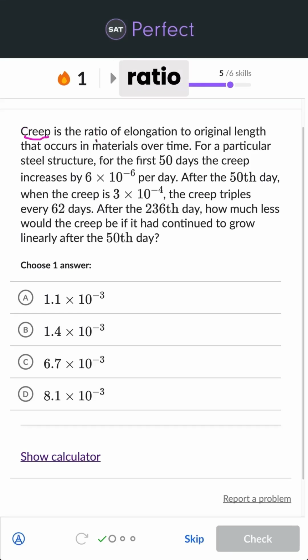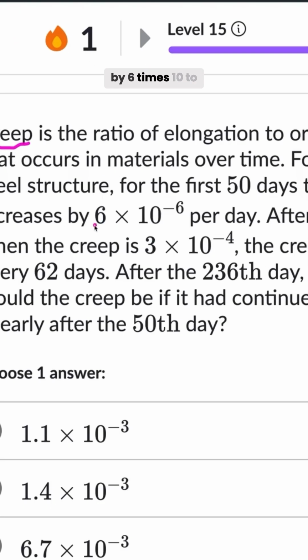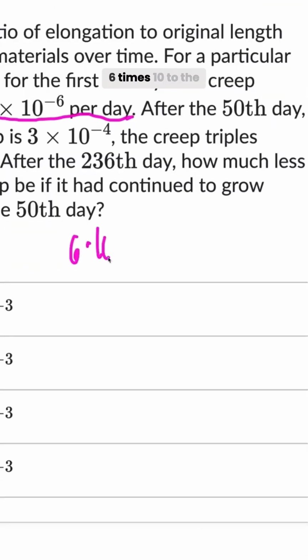Creep is the ratio of elongation to original length that occurs in materials over time. That doesn't matter. For a particular steel structure, for the first 50 days, the creep increases by 6 times 10 to the negative 6th per day. So that's my slope. 6 times 10 to the negative 6 times some number of days, we can call it t days, plus b is going to equal your total creep.